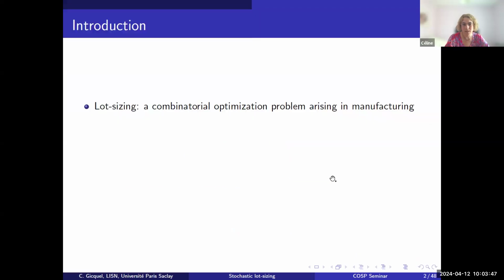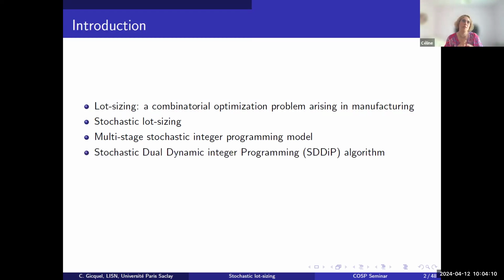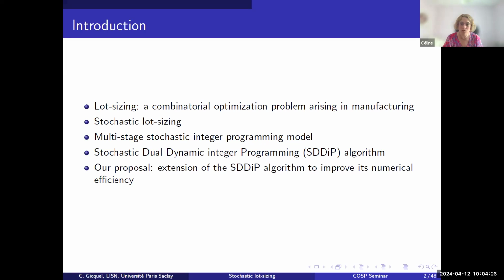So what will be in this talk? Basically, we're going to focus on a combinatorial optimization problem arising in manufacturing. This problem is called lot sizing. And here I'm going to investigate a stochastic variant of this problem that we're going to handle via multi-stage stochastic integer programming. Our focus will be on an attempt at solving large size instances of the problem. So first, we will discuss the direct application of the stochastic dual dynamic integer programming, the SDDiP algorithm, for this problem. And the main contribution of the work is an extension of this algorithm, mainly aiming at improving its numerical efficiency to solve large size instances.